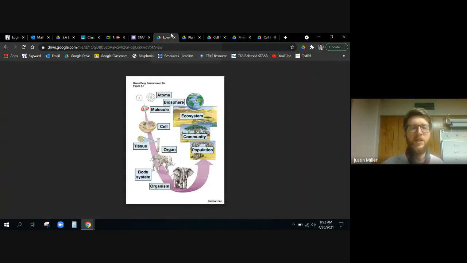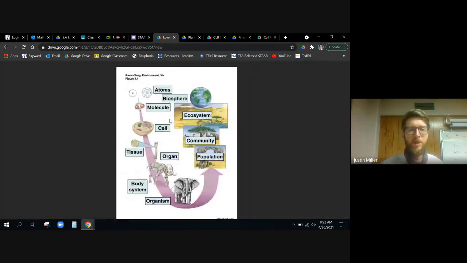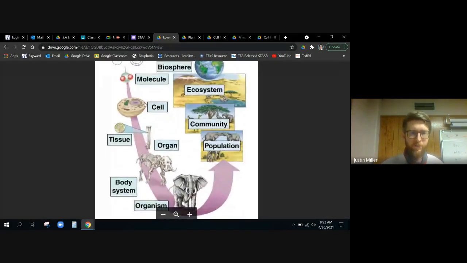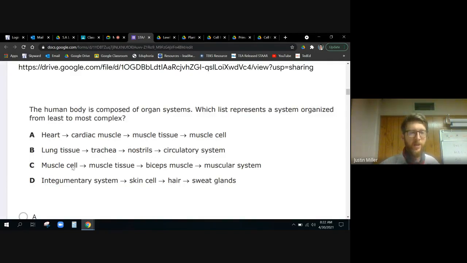Yes, it is a muscle cell. Now look at this picture here. So remember the levels of organization. This goes from smallest. The smallest thing we've talked about are atoms, right? You put atoms together to make molecules. Molecules together make up cells. So cells are listed here, right? There it is, muscle cell. That is the smallest thing. So that's the right answer.